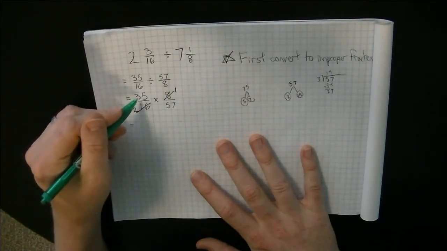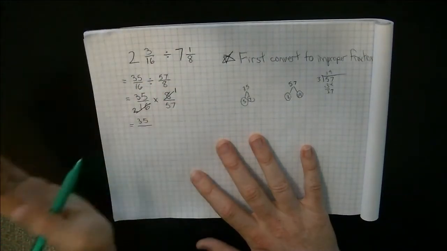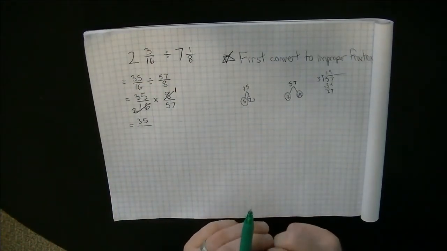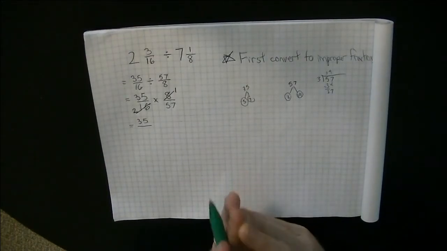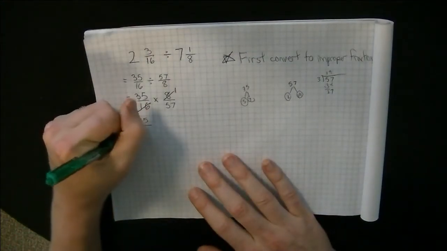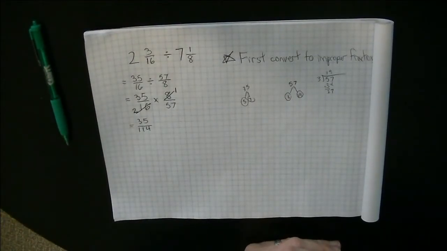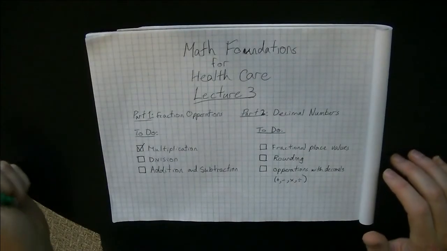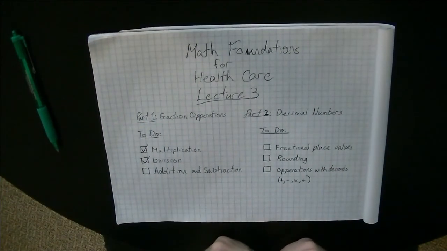So what we've got now is 35 times 1, which is just 35. And now we have 2 times 57. Well, let's do that in our heads. 2 times 50 is 100, and 2 times 7 is 14. So that is 114. Okay, so there's some division of mixed fractions. So that's division covered. Now on to addition and subtraction.